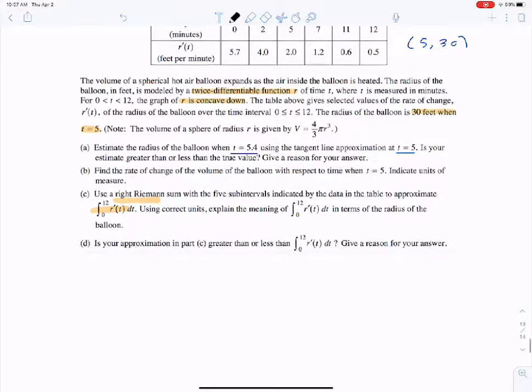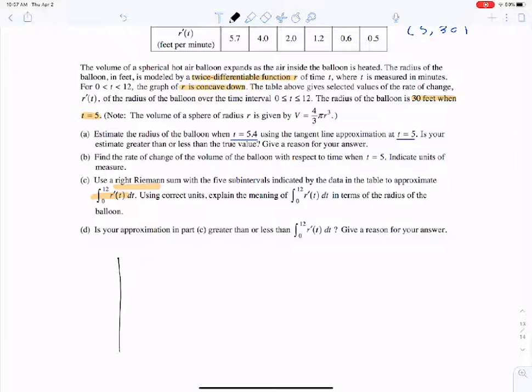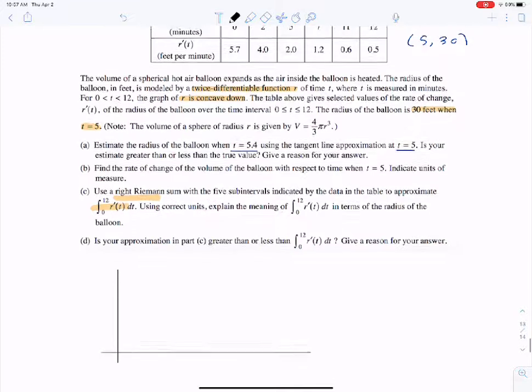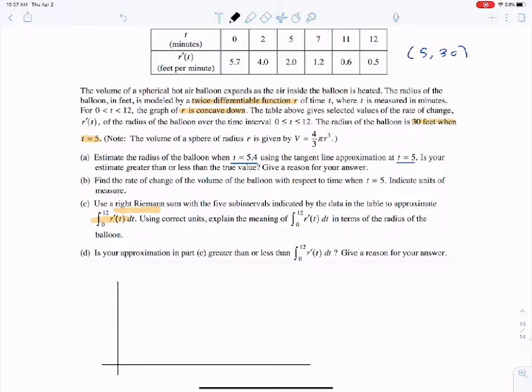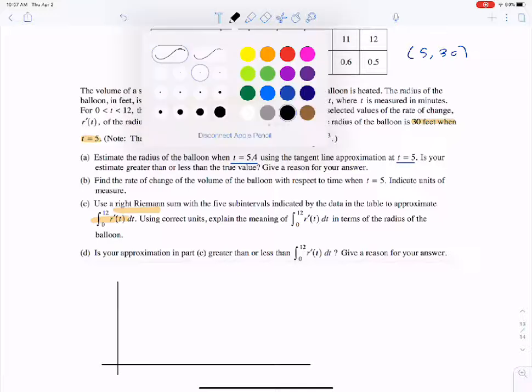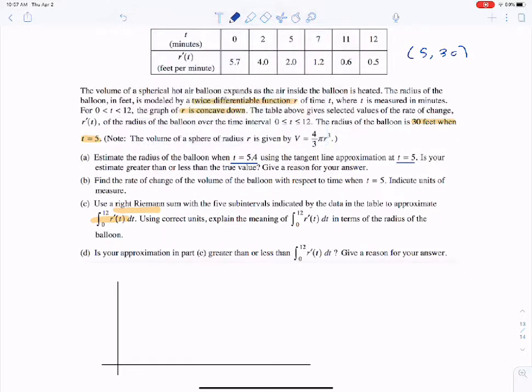Again, this is going to be a non-accurate graph, but let's see what we got here for help illustrating. I'm going to be slightly more accurate than usual, not much. So at time 0, this thing is 5.7, which I'll just say is here. At time 2, this thing is 4. At time 5, this thing is 2. At time 7, this is 1.2.